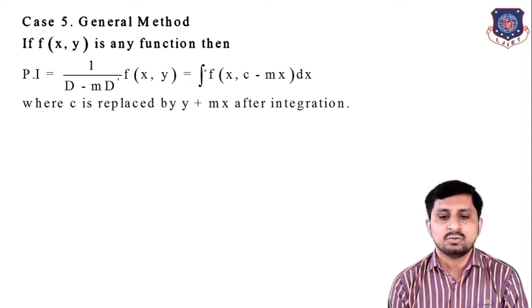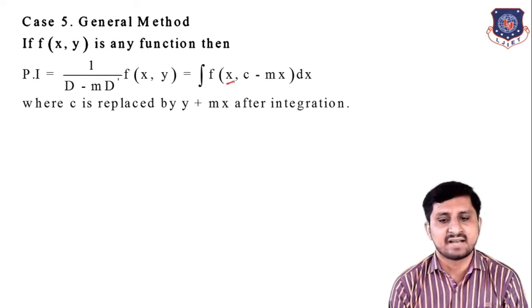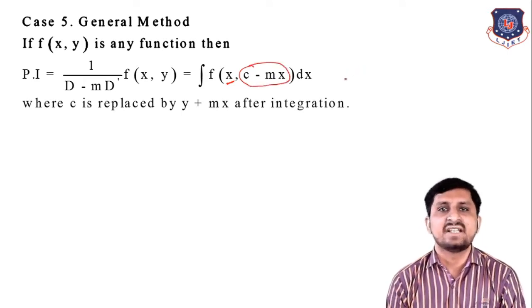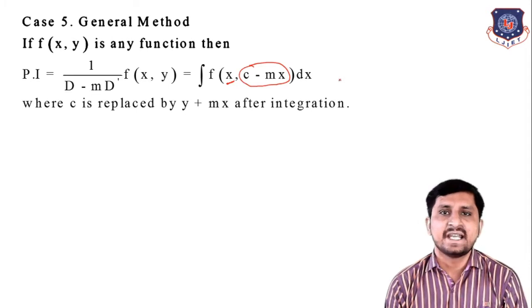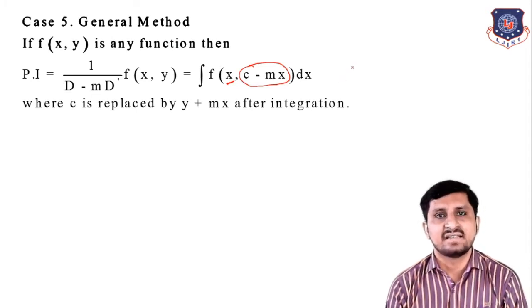That is equal to, try to understand the right side part, the integration of f of x is as it is, but instead of y we have to write c minus m x. That means y is replaced by c minus m x.